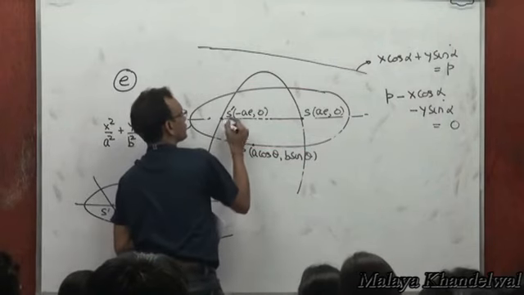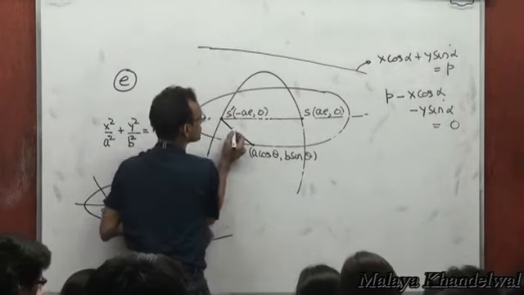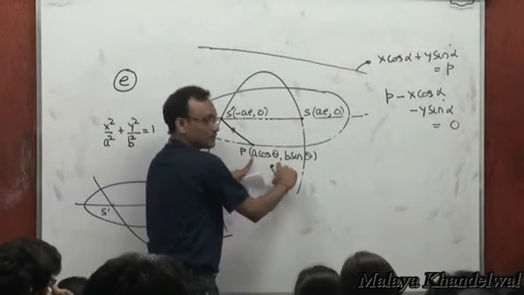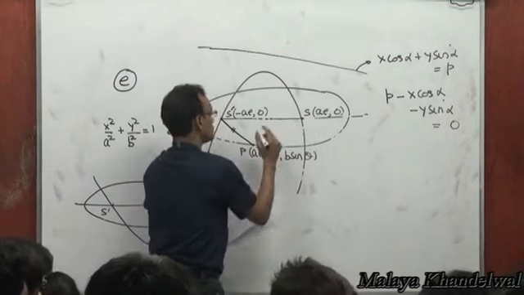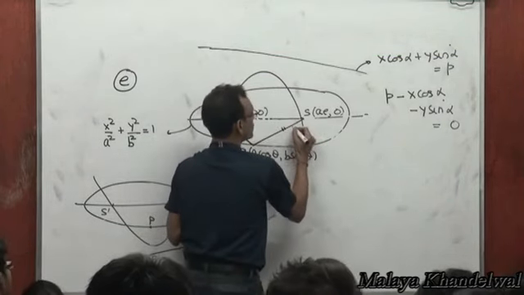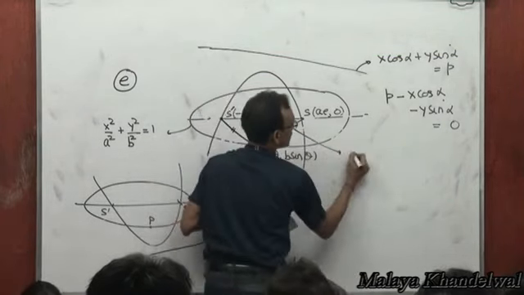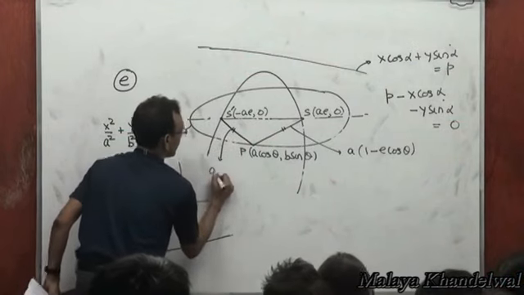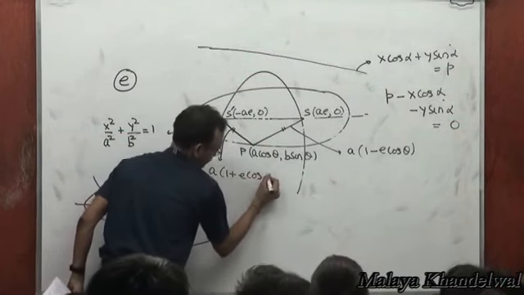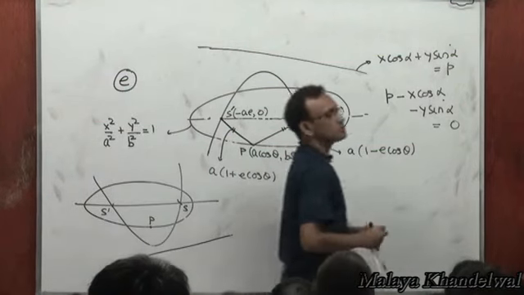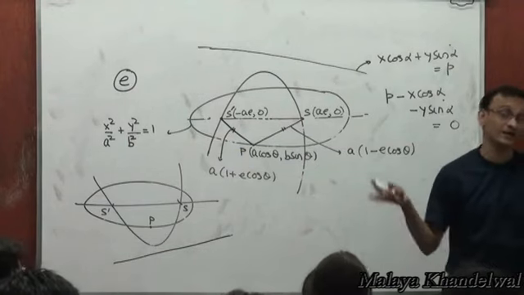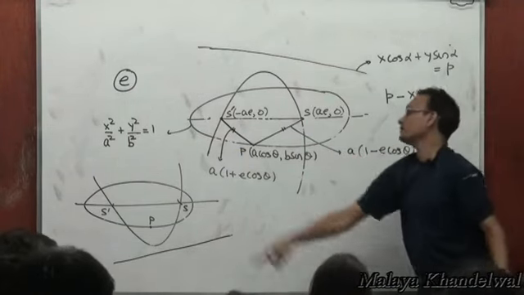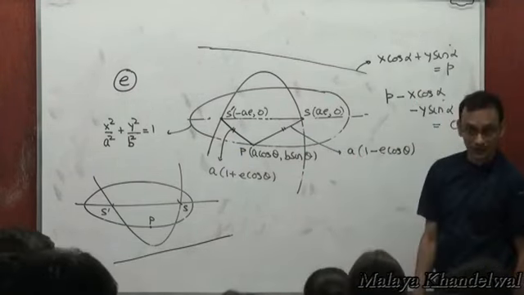Do you realize that this distance is a into 1 plus e cos theta, and this distance is going to be a into 1 minus e cos theta? So this is a into 1 minus e cos theta, and this is a into 1 plus e cos theta. Yes or no? Distance of the two foci from a point P given by theta: a minus ex1 and a plus ex1. Yes or no? A minus ex1 and a plus ex1, right?